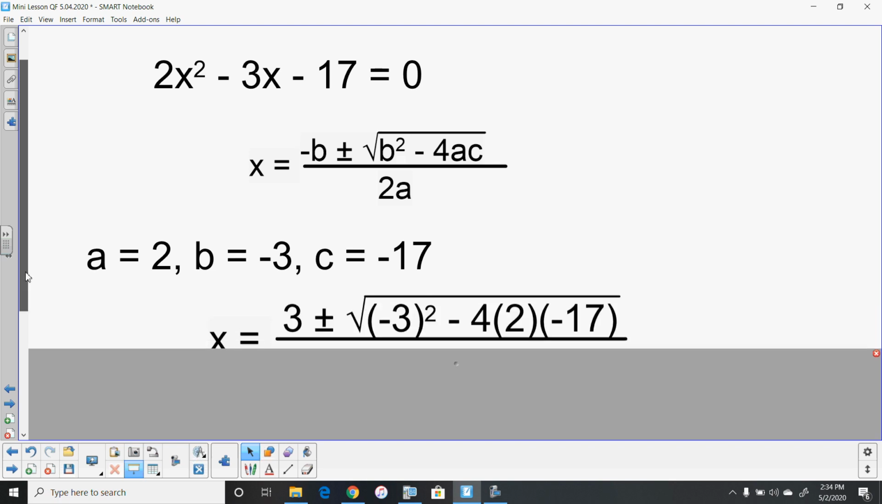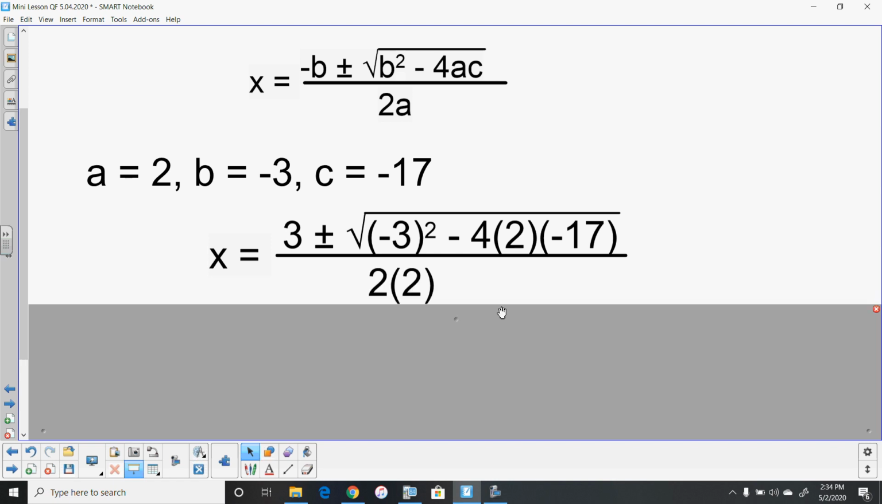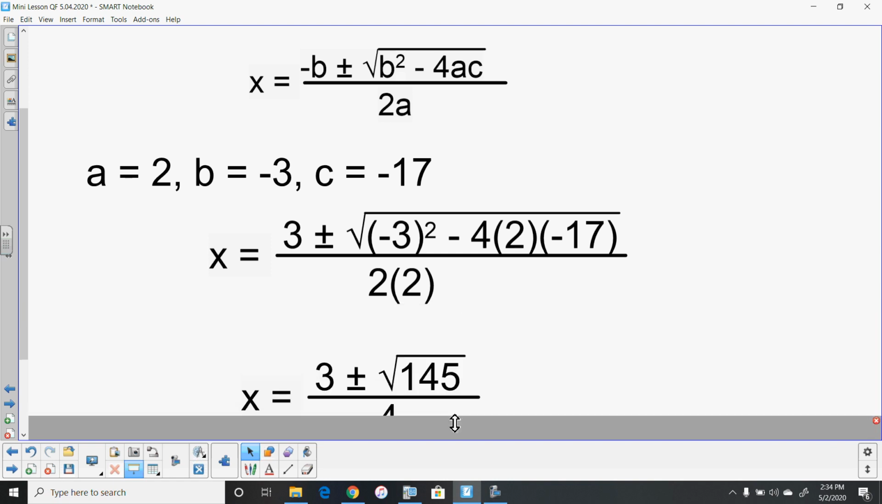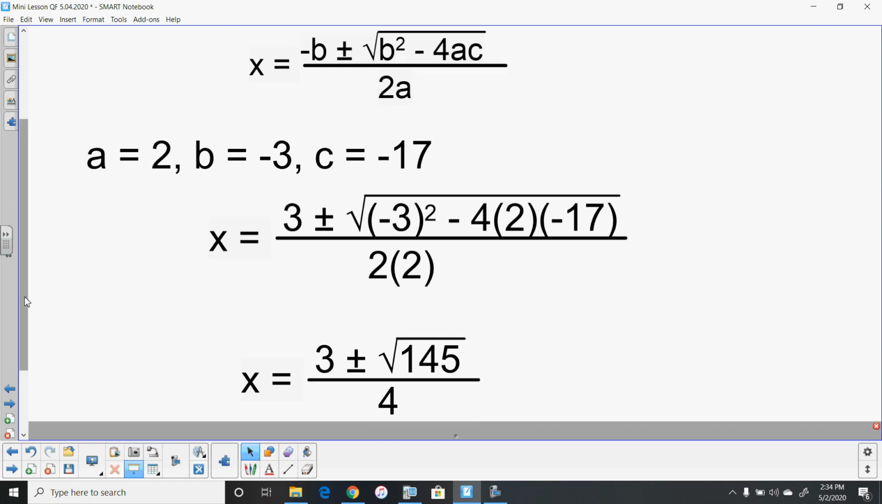Now the most common mistake here that students will sometimes make is they will not put the negative 3 for b in parentheses, so that when they square it on their calculator, they actually get negative 9. But technically, negative 3 times negative 3 is positive 9. So when we clean up that whole square root there, I get 9 plus 136, and that gives us 145.